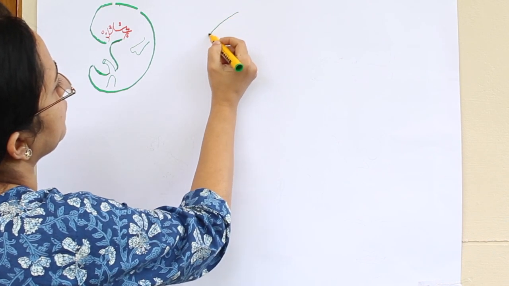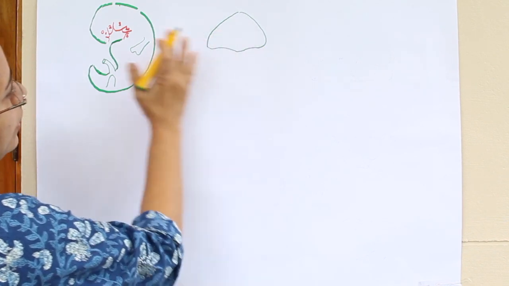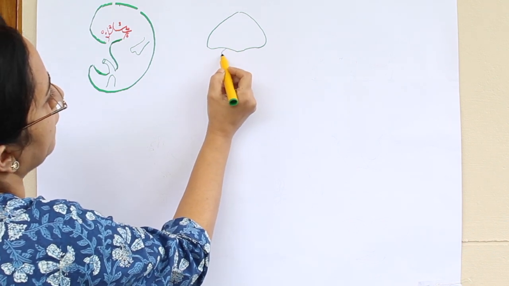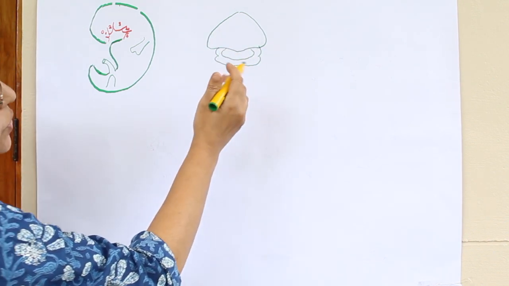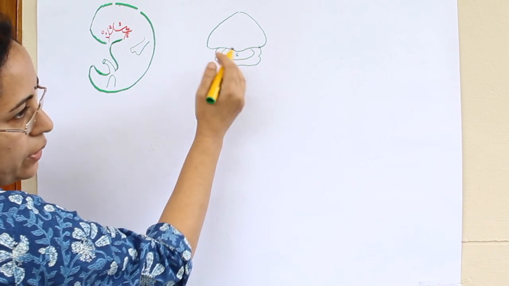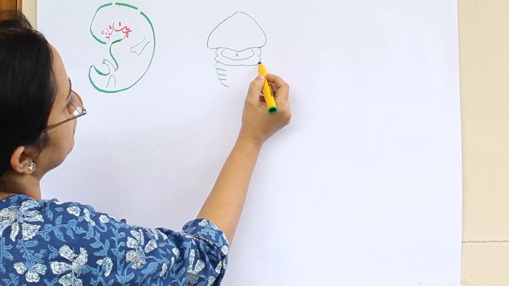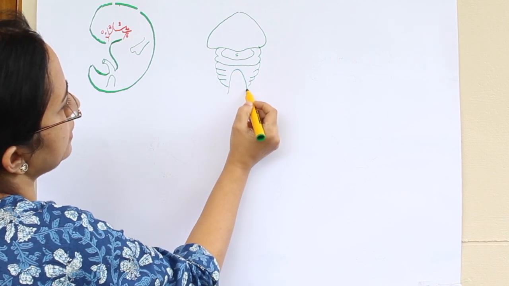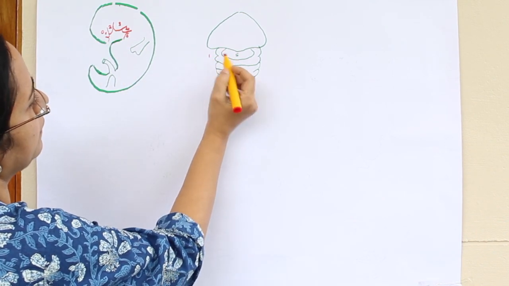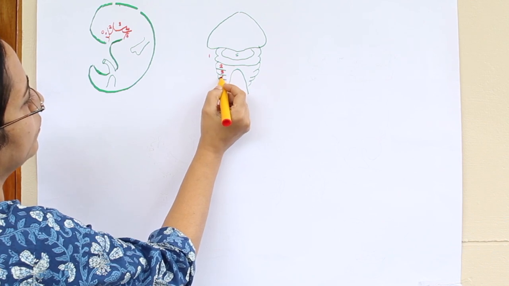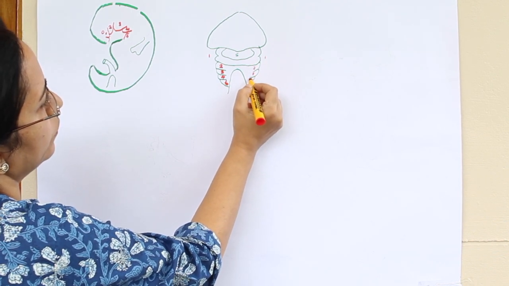This is the frontal view, and this is a side view. Here you can see the pharyngeal condensations of the tissue around the future stomodium. This is the stomodium or the future oral cavity. So these are the arches. This is a cardiac bulge, and from here, this is the first arch, the second, third, fourth, and sixth. Here also, this is the first, second, third, fourth and sixth.